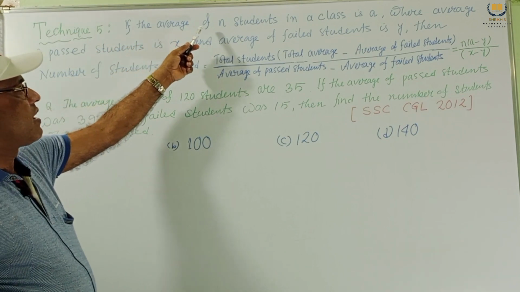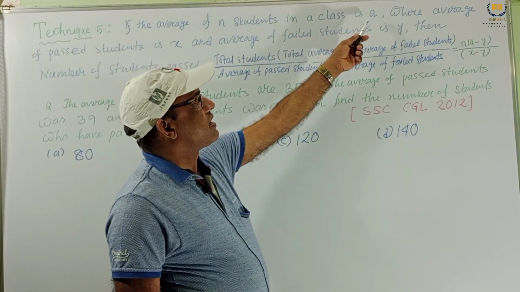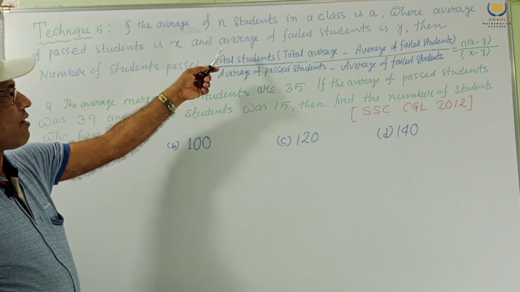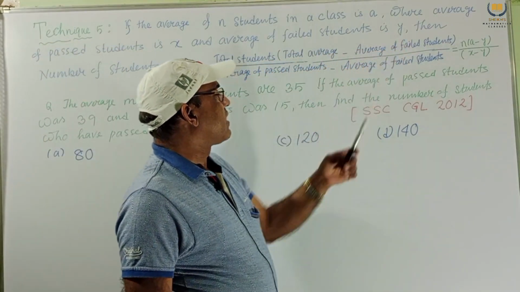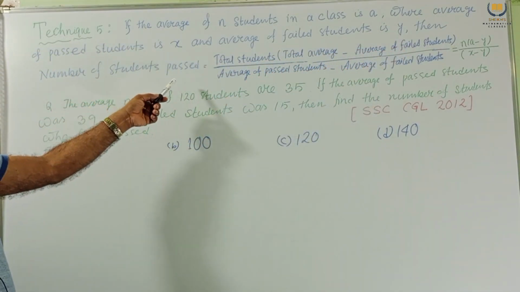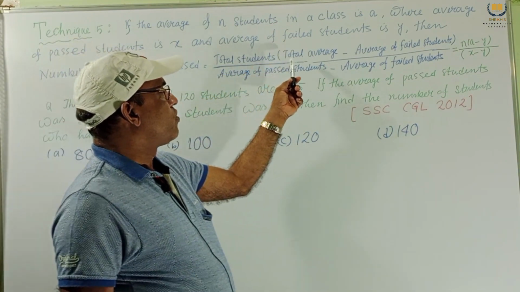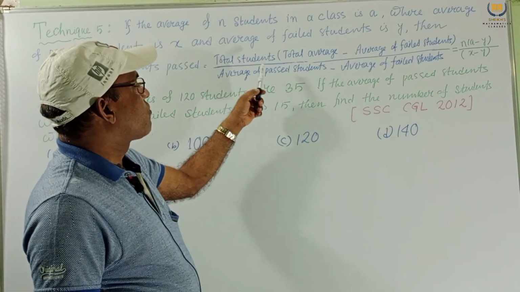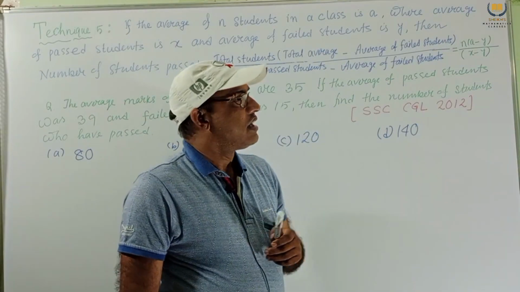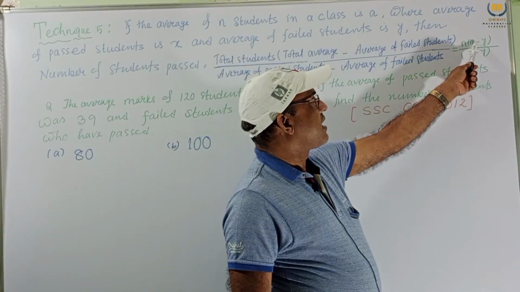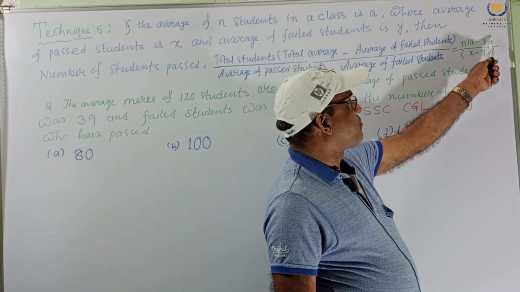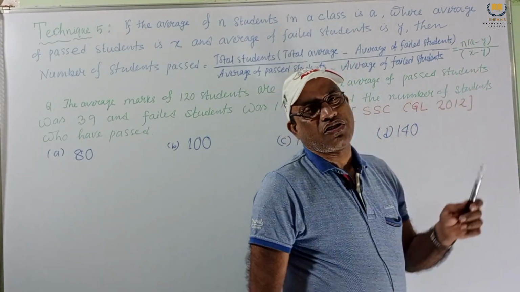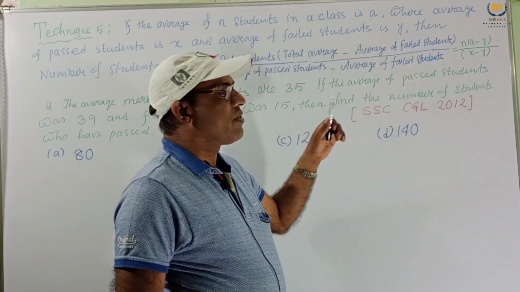If the average of n students in a class is A, where the average of passed students is X and the average of failed students is Y, then the number of students passed equals total students into (total average minus average of failed students) divided by (average of passed students minus average of failed students). Total number is n, total average is A, so it is n into (A minus Y) by (X minus Y). This is a formula. You just have to remember this formula, and we can solve easily.